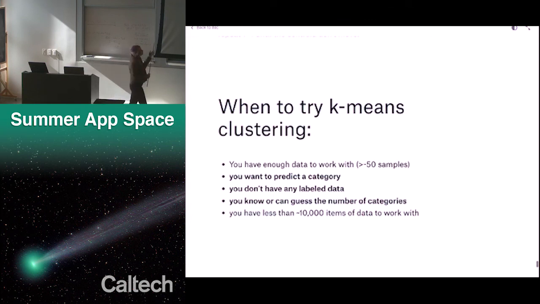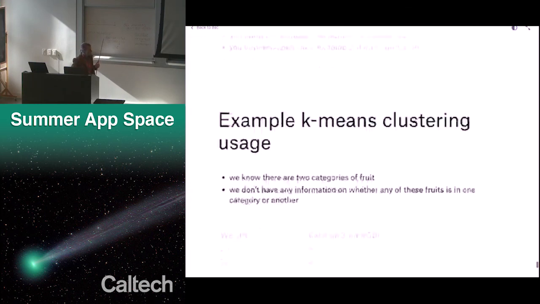So we use this algorithm when we have enough data and we want to predict a category. You don't have any labels, apples, bananas, etc. You know you can guess the number of categories too. You have less than 10,000 items of data to work with. If you have more than that, your algorithm might be too slow, so you'll have to choose a different one.